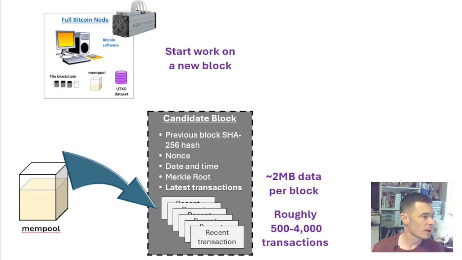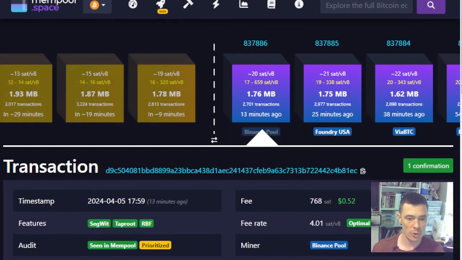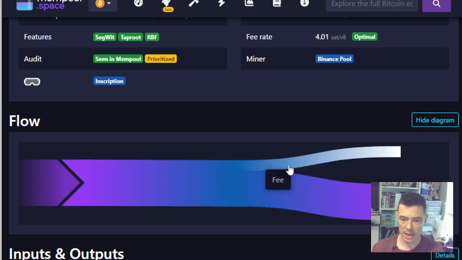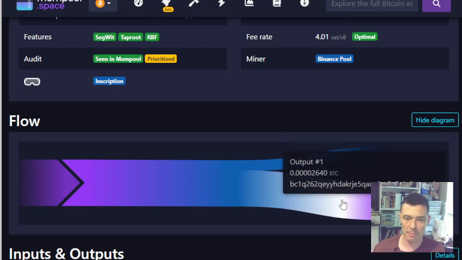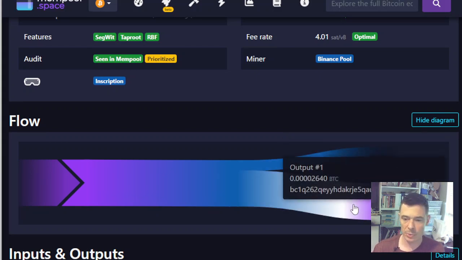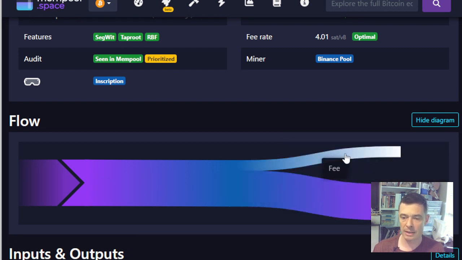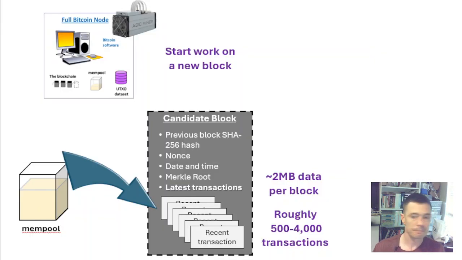And one more thing to show on this transaction. One thing you can look at on mempool is where the address is that the Bitcoin is going to, and also they have this little fork here that shows you what the fee is being paid.